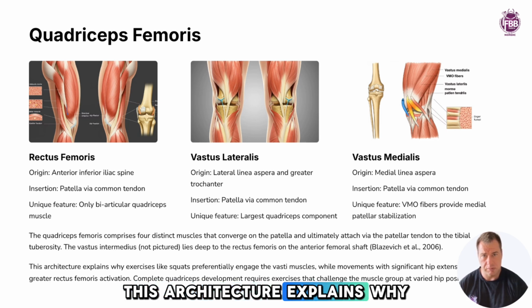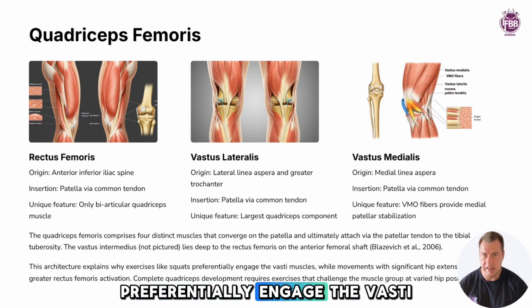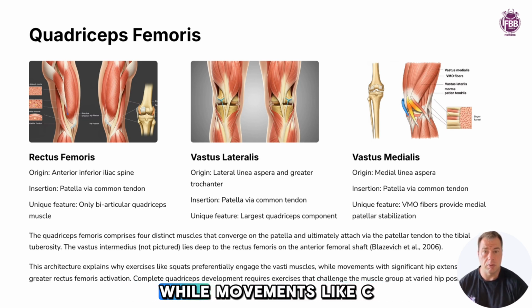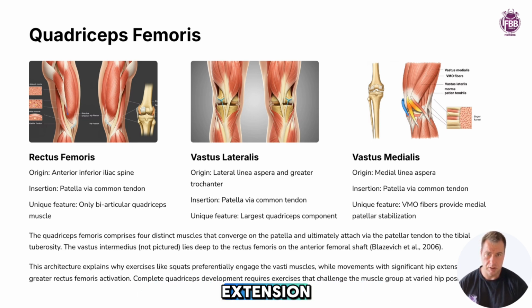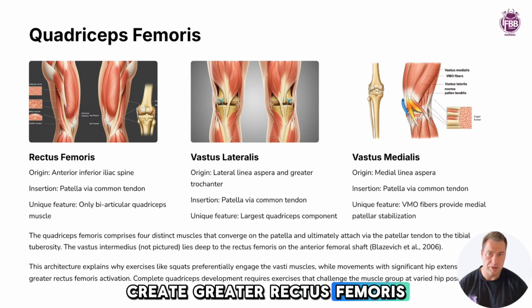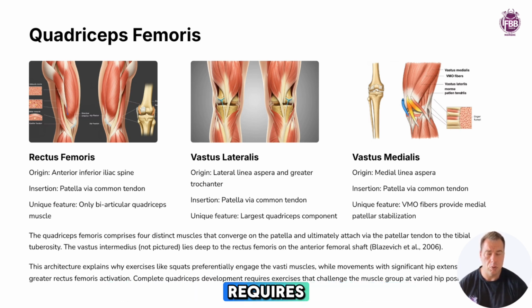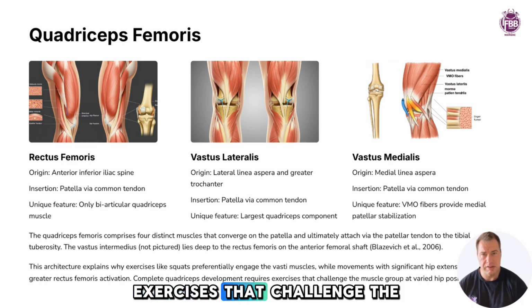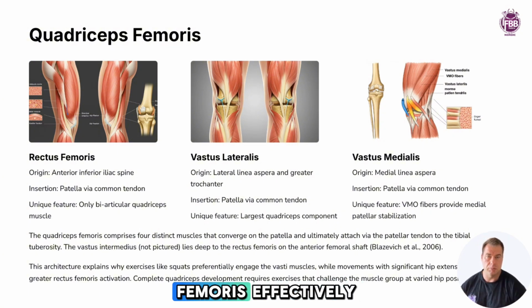This architecture explains why exercises like squats with minimal hip flexion preferentially engage the vasti muscles, while movements like sissy squats with significant hip extension create greater rectus femoris activation. Complete quadriceps development requires exercises that challenge the muscle group at varied hip positions to address the biarticular rectus femoris effectively.